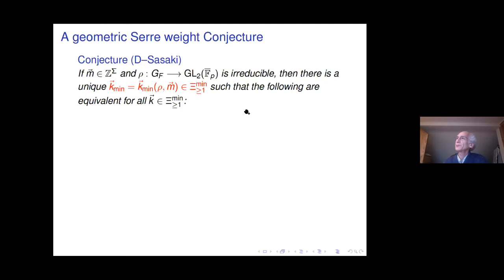So suppose we're given a mod p irreducible Galois representation. This doesn't work well for reducible representations. So suppose you're given an irreducible two-dimensional mod p Galois representation of G_F. Then there should be a unique minimal weight, and not just in the minimal cone, but in the positive part of the minimal cone. So obvious notation here. And that minimal weight depends on this parameter m, I'll come back to that. And it should be characterized, well, first of all, this k min should be the unique minimum among all the weights in the minimal cone with respect to which rho is geometrically modular.